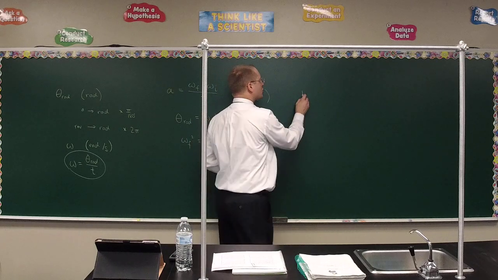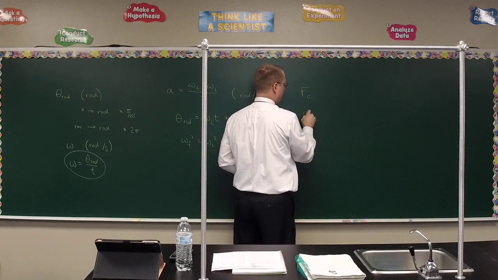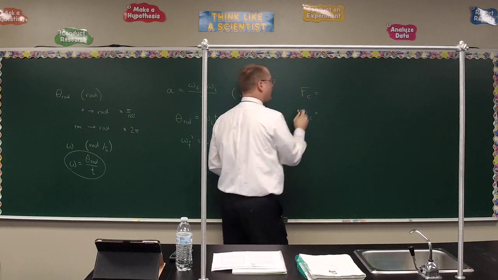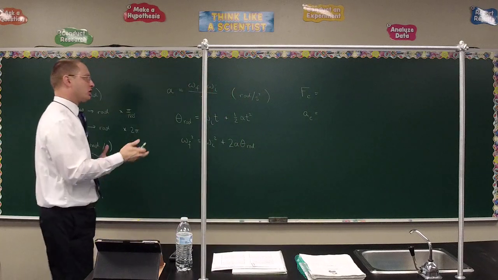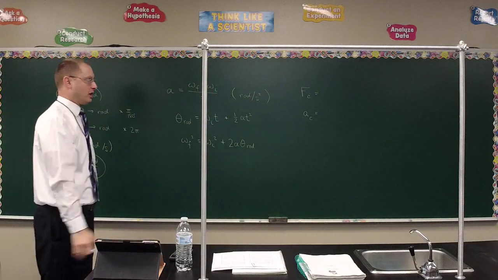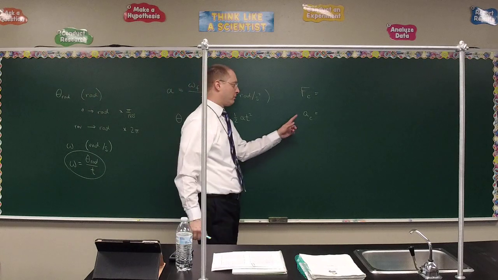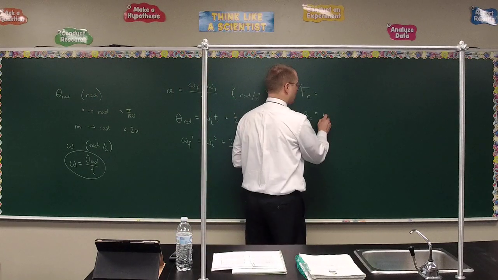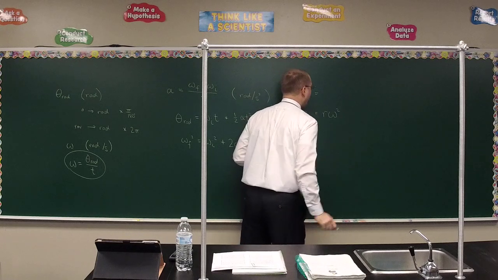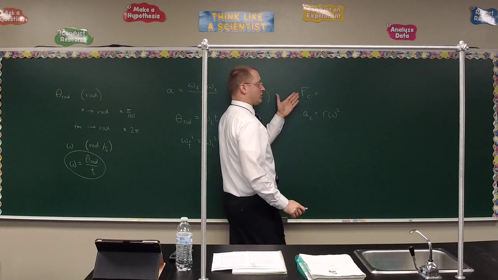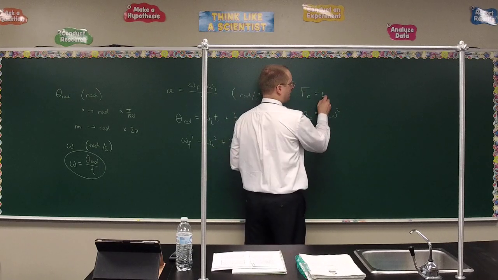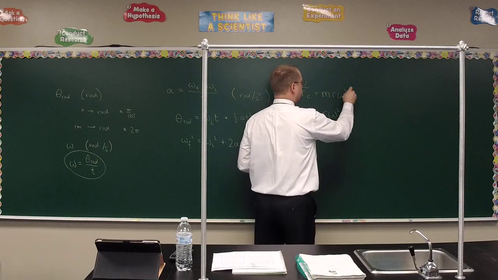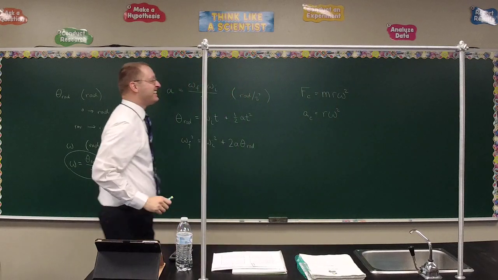And so to find centripetal force or centripetal acceleration, we had a couple of equations that we doctored up equating some different variables. Do you remember the modified form of centripetal acceleration? R omega squared. And since force is mass times acceleration, centripetal force is m R omega squared. All right.